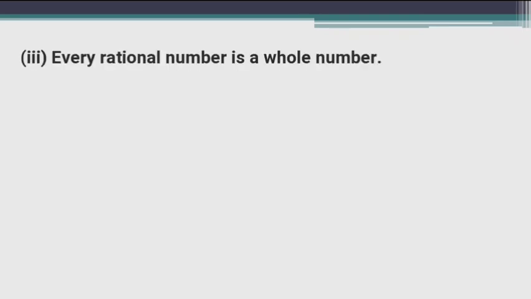Every rational number is a whole number. Let's write that series again. Natural number, whole number, integer. Then we learned about rational and irrational numbers. Last we learned about real numbers. So this order is true, the reverse order is not true. So every rational number is a whole number is the reverse order. The reverse order is not true, that is false.